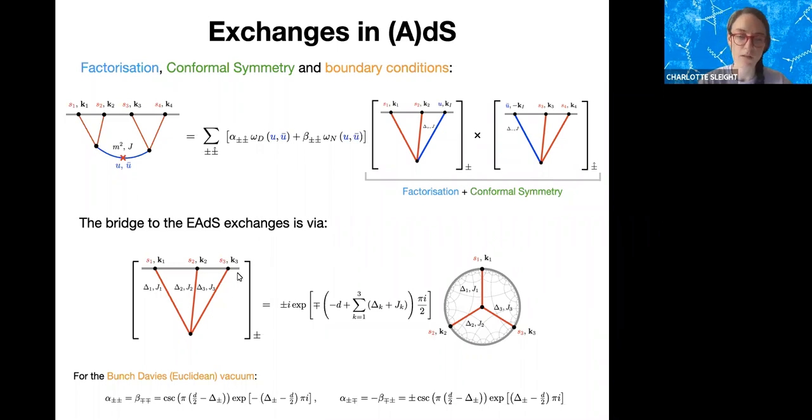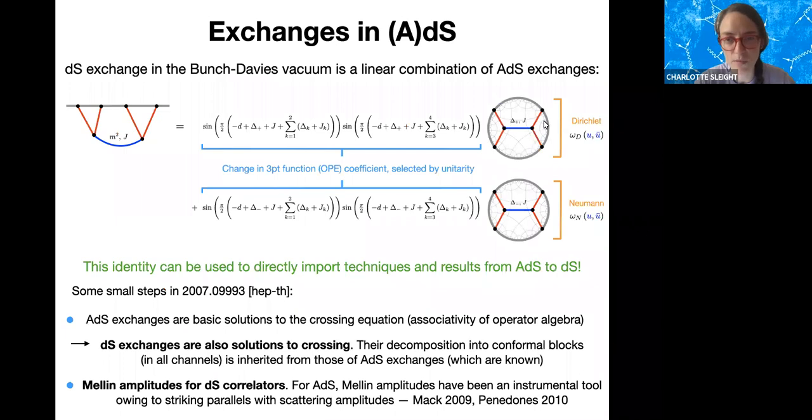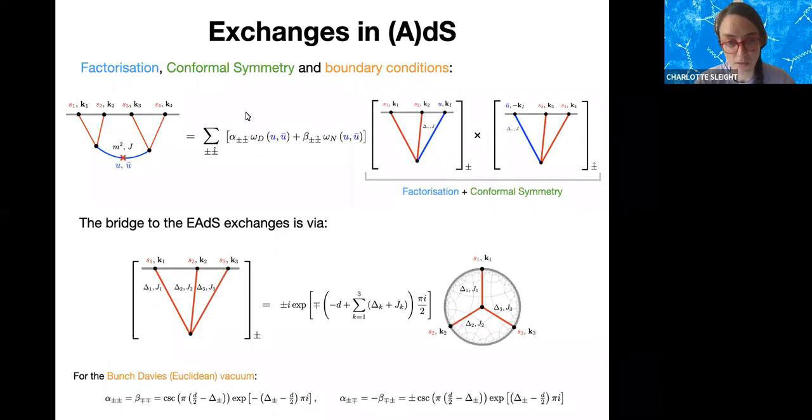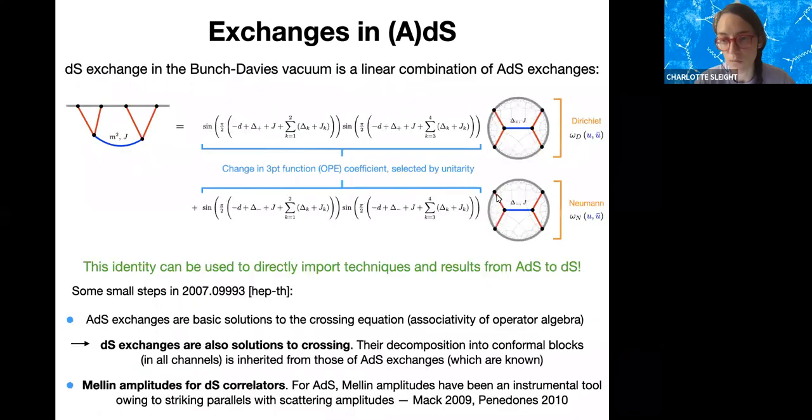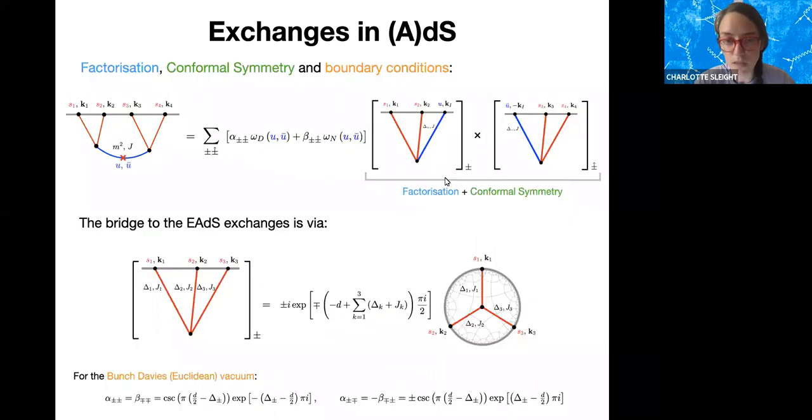So in particular, if we plug this identity into our expression for the de Sitter exchange, the AdS three-point diagrams completely factorize out of this sum. And when you perform this sum, these constant phases then combine to give you this precise product of sine factors that multiply each AdS exchange, where the exchange with Dirichlet boundary condition is read off from the part of the de Sitter exchange involving the projector omega t, while that with Neumann boundary condition is read off from the part involving the projector omega n.